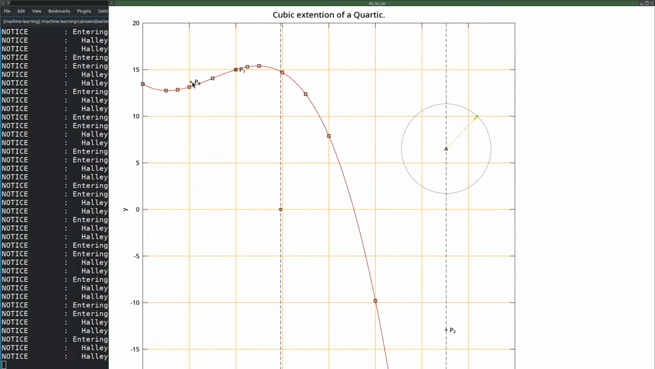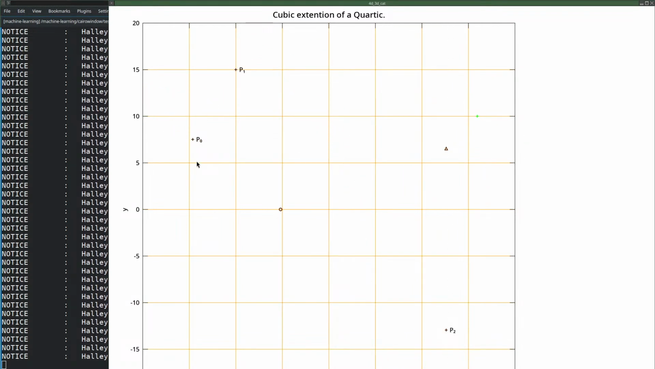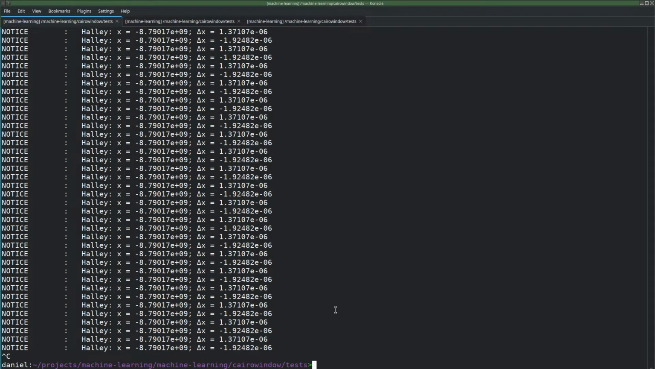But it works. Well, sort of. Almost. Just have to fix the termination condition.